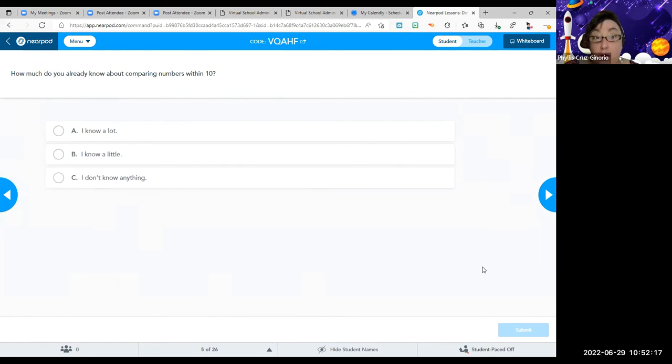Now, how much do you already know about comparing numbers to 10? A, I know a lot. I can do this in my sleep. I can compare numbers. B, I know a little bit. I might know the difference between a few of the numbers. Need a little practice. C, what's comparing? What are numbers? I don't know. Help me. Okay, choose one of those. And it's okay to be honest. If you don't know, it's okay. That's why we're here, to teach you. So let's move on.